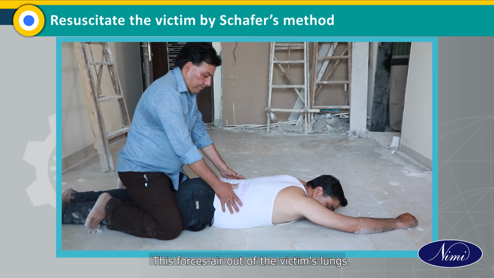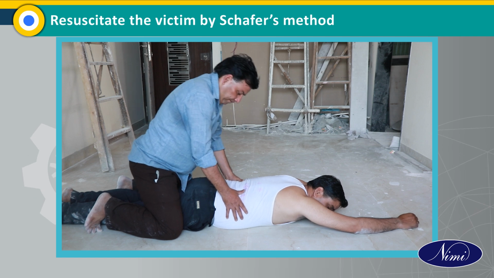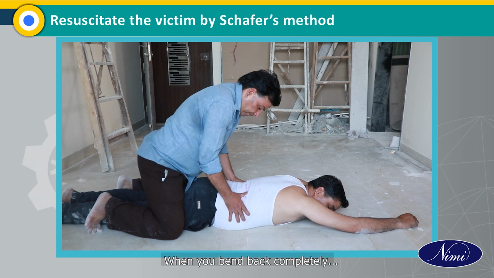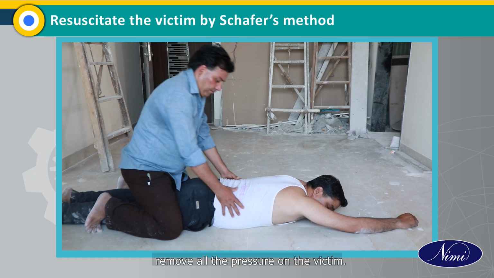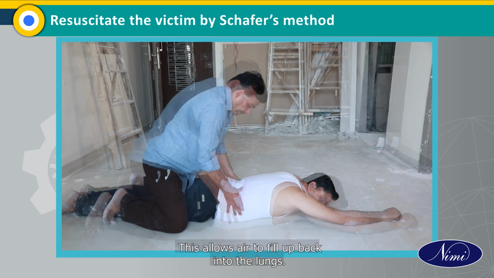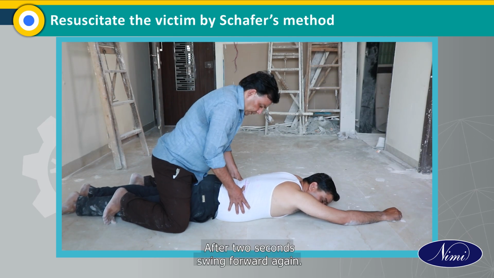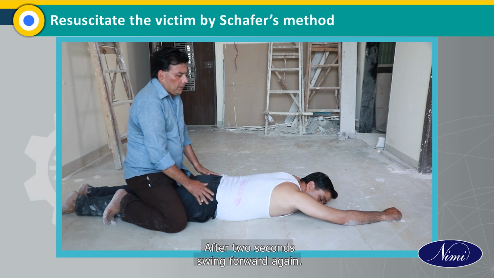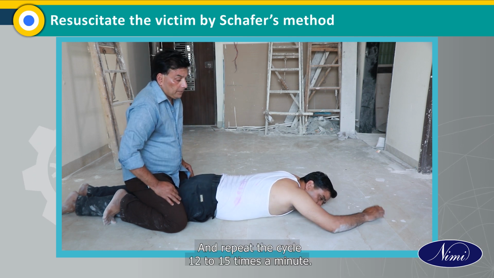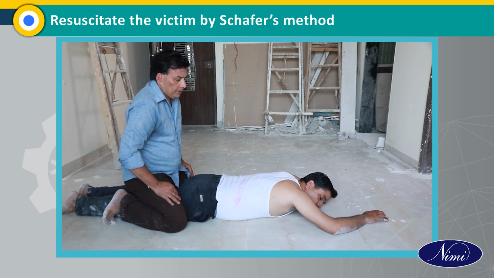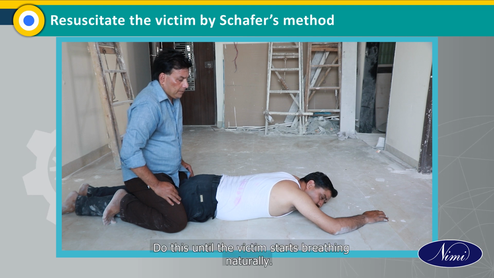This forces air out of the victim's lungs. When you bend back completely, remove all the pressure on the victim. This allows air to fill back into the lungs. After 2 seconds, swing forward again and repeat the cycle 12 to 15 times a minute. Do this until the victim starts breathing naturally.